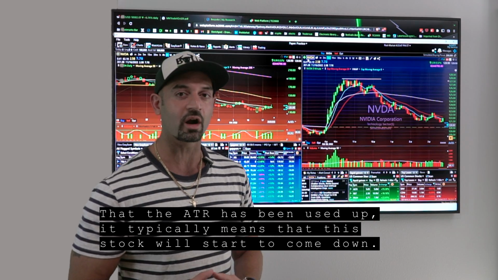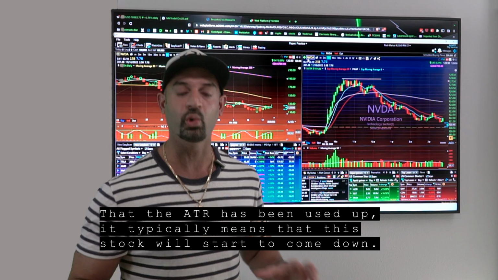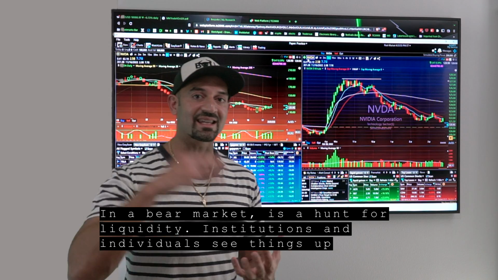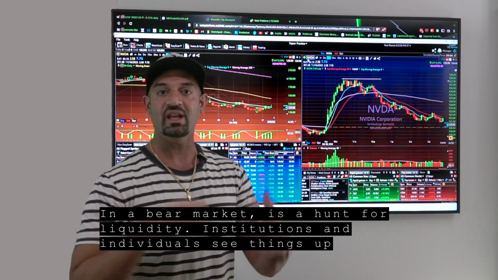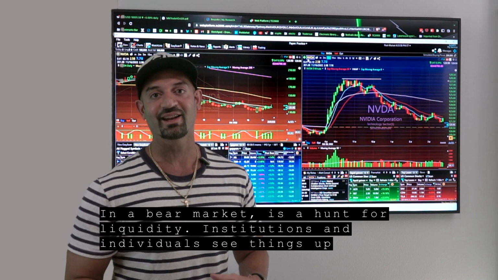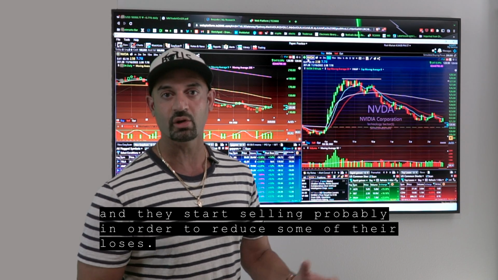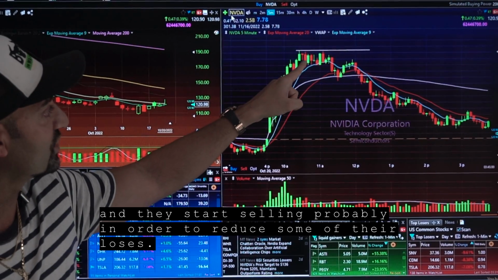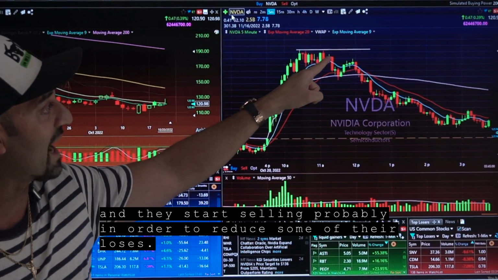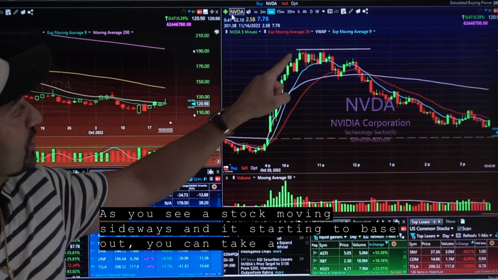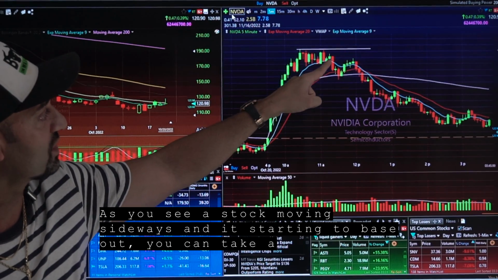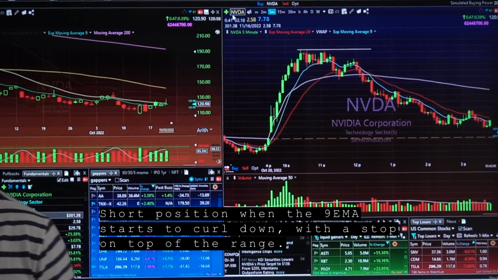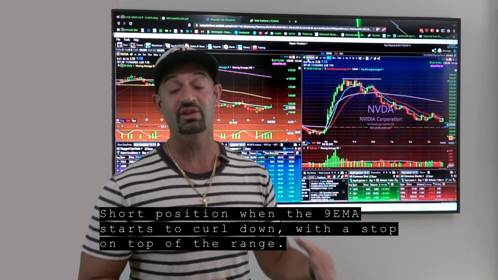In a bear market, it's a hunt for liquidity. When traders, institutions, mutual funds see something up a little bit, they start selling it as they've reduced probably some of their losses. So as you start to see a particular name go sideways and you start to base out, you can take a short into this position when the 9 EMA starts to curl down, and you put a stop at the top of the range and you short the flag.